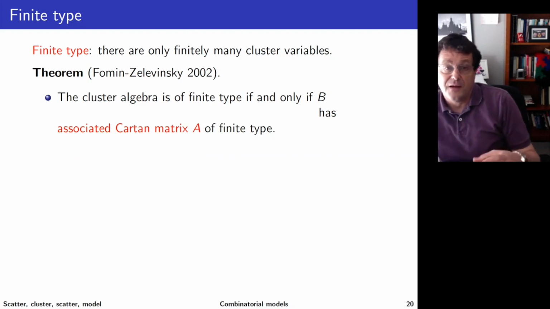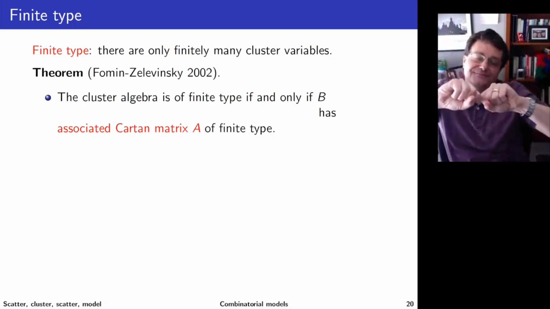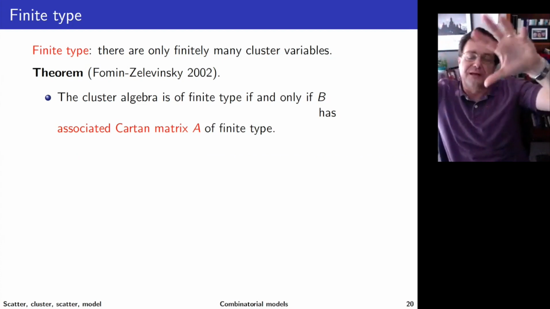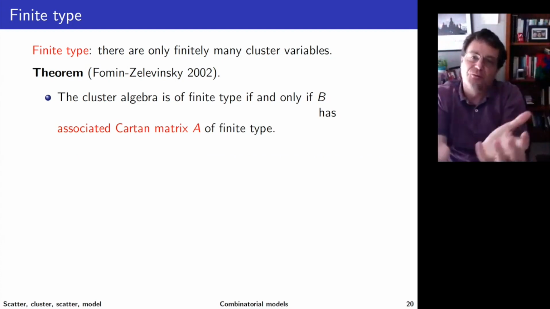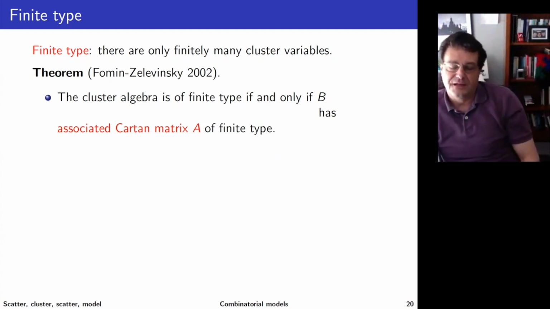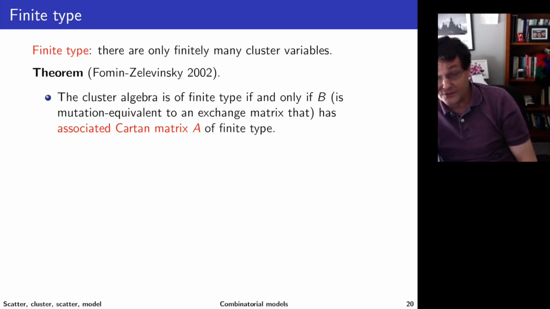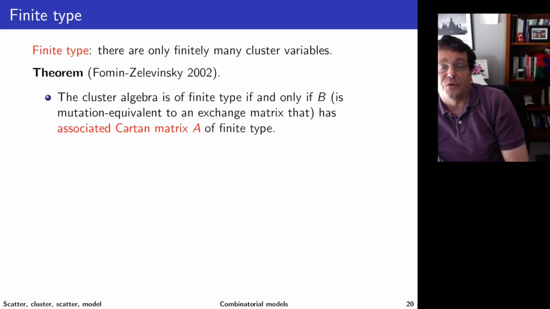Okay, so then somehow this infinite tree of possibilities of getting cluster variables sort of loops in on itself and gives only finitely many different answers. The real answer is that B might be mutation equivalent to an exchange matrix whose Cartan matrix is of finite type. So maybe you have to mutate B 3 steps and then its Cartan matrix is of finite type. So that's the answer there.